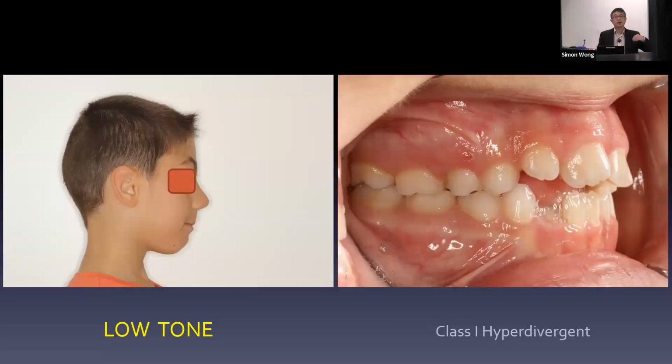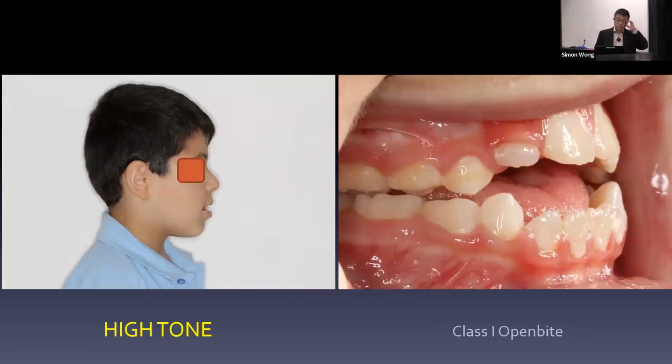You can have hyperdivergence in class 1, hyperdivergence in class 2, and hyperdivergence in class 3. All right, the Angle's classification is talking about AP, the sagittal. Divergence, the mandibular plane relative to Frankfurt, we're talking about the vertical dimension. They're actually two separate dimensions. You can have a mixture. You can have high muscle tone, but an open bite.